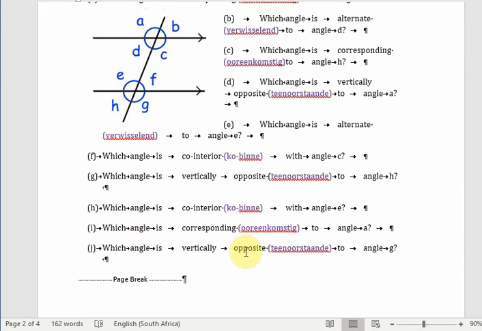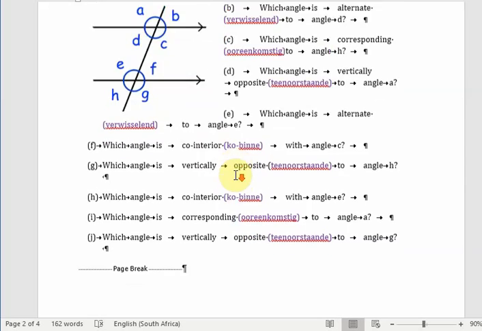Which angle is vertically opposite? G. So vertically opposite means where they cross. Teenoorstaande beteken daar waar hulle kruis, is dit die een reg oorkant om. So E and G are vertically opposite. E en G is teenoorstaande hoeke.